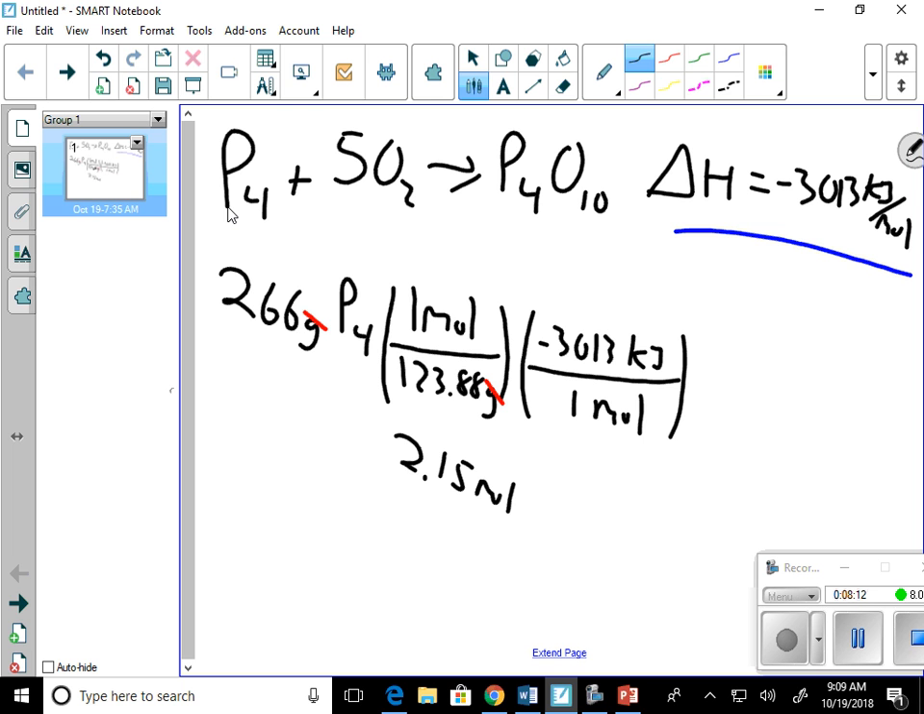If there's a coefficient of 2 in front of it, we'd have to do a little stoichiometry. Like there's 1 reaction for every 2 P4s. But now, moles cancels out. And it would give us kilojoules, our unit of energy, as our final answer. Negative 6,470.